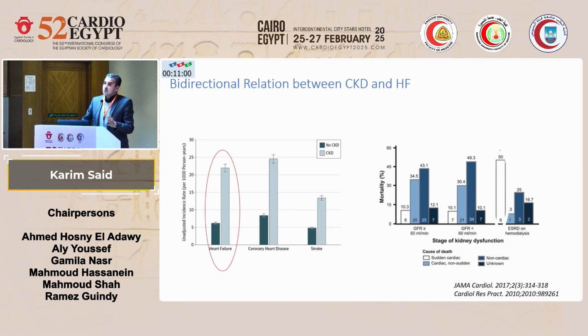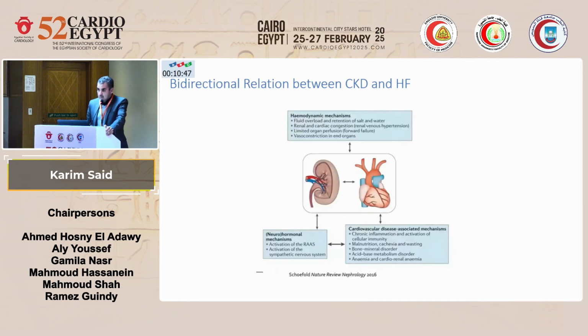Also, patients with CKD had a 4-fold increased risk of heart failure. Actually, the major cause of death among patients with CKD is cardiovascular causes rather than renal-related causes. This is because CKD and heart failure share many backgrounds in terms of abnormal hemodynamics, neurohormonal mechanisms, and underlying causes such as diabetes and hypertension.